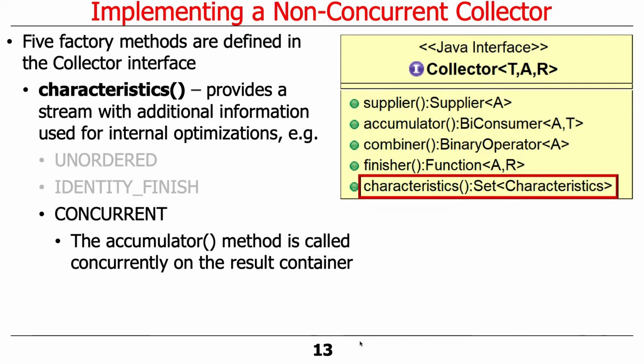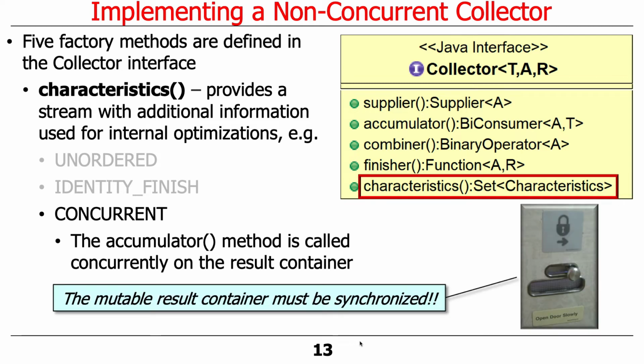So if you set identity finish, that means it's an indication to the framework, don't call the finisher method. And then the third and final characteristic is concurrent. And what this means is, is the accumulator method called concurrently on the mutable result container or not? If you don't set the concurrent flag, then the accumulator method will not be called concurrently. And in that case, if you do set concurrent, then the mutable result container must be synchronized. That means that you, the programmer, have indicated you will handle synchronization.